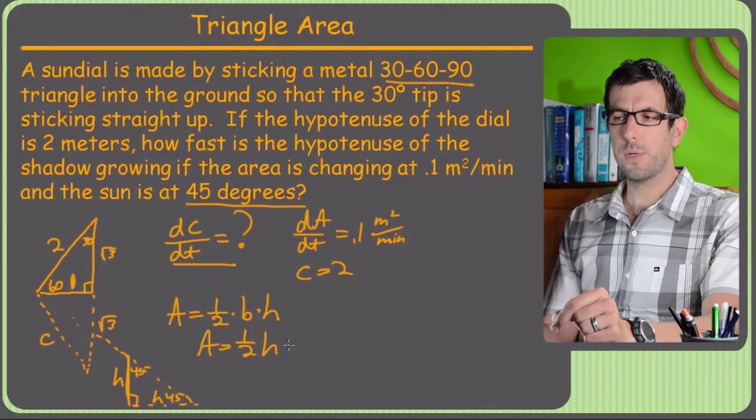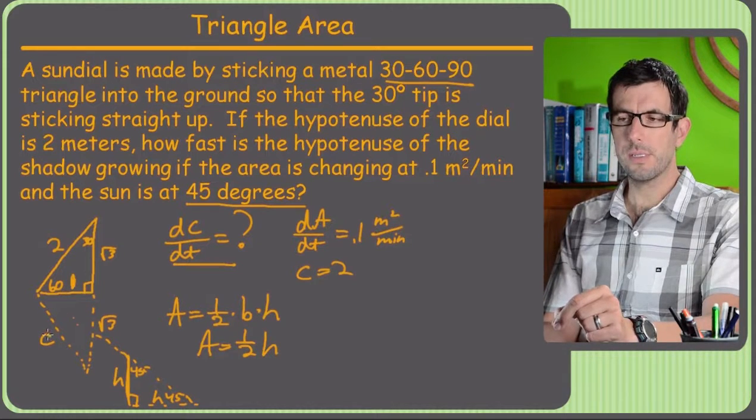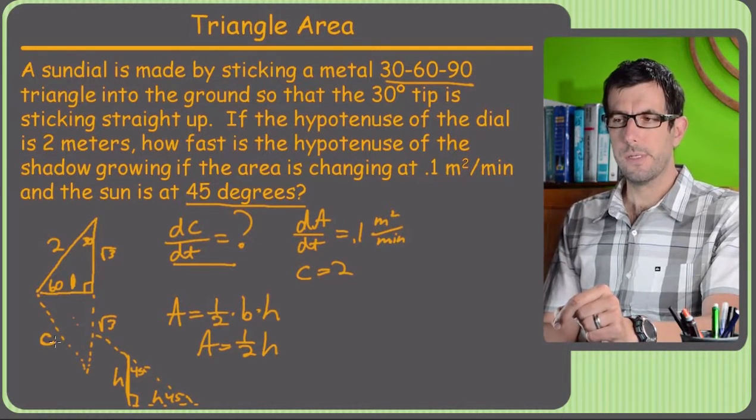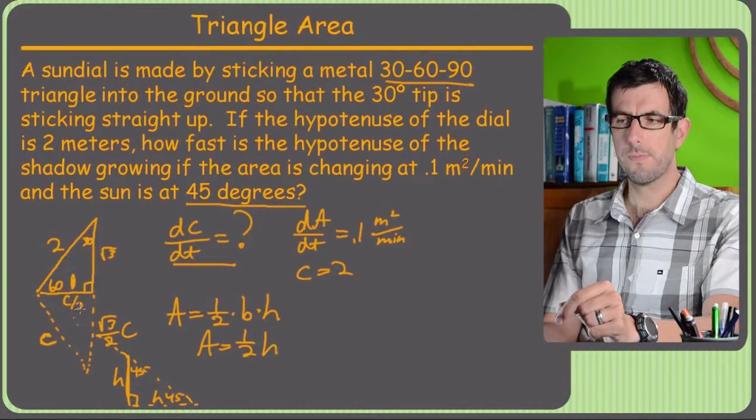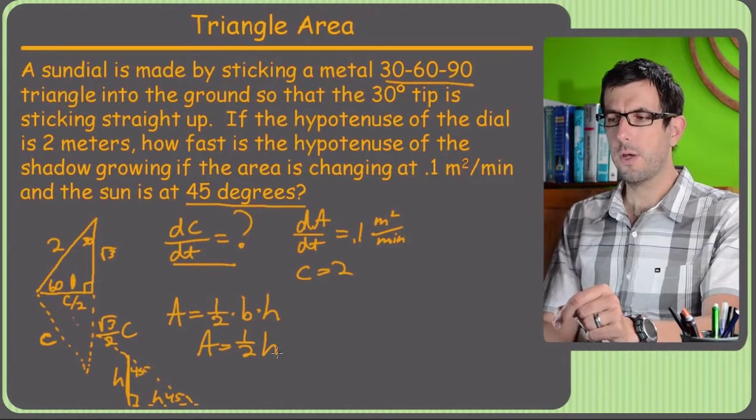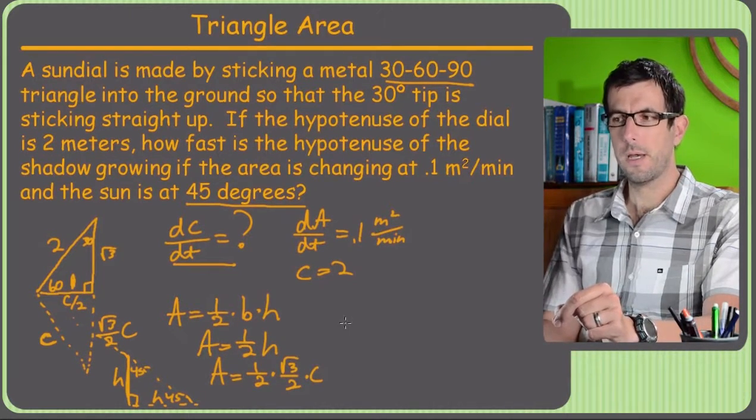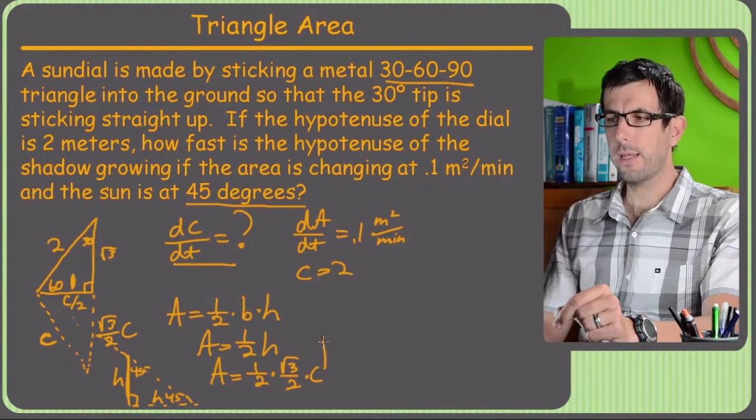Well, maybe we can use one of those secondary deals. Because isn't there a ratio between h and c because it's a 30-60-90? So if the hypotenuse is c, doesn't that mean that this side is square root of 3/2 times c? Because if this is c, this side right here is c/2. Then you multiply that by root 3 to get up to here. So we can rewrite this as A equals 1/2 times root 3/2 times c. Alright, I think that worked. So I'll just rewrite that up here a little bit. So A equals root 3/4 times c.